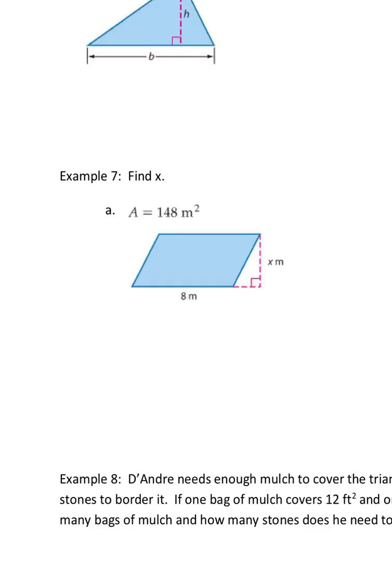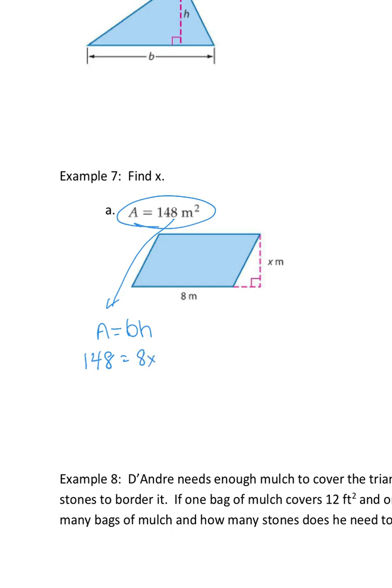All right, so the next type of example gives you the area, so it tells us the area, and then we have to figure out a missing piece. This shape is a parallelogram, so I know area equals base times height. I'm going to fill in the 148 where it says area. The base is 8 and the height is x.